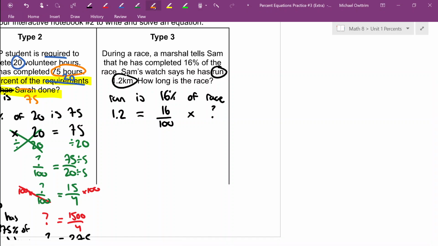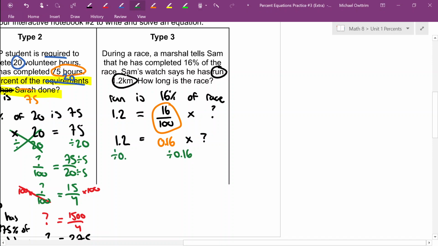Because our question mark is not isolated on the right side, there's also this stuff here we're going to need to solve. I'm going to start solving by taking this fraction and writing it as a decimal. So 16 out of 100 is 0.16. Now I have to ask myself, what's the opposite of multiplying by 0.16? And the opposite of multiplying is dividing. We'll do that to both sides of our equal sign there. So we need to do the long division. 1.2 divided by 0.16.